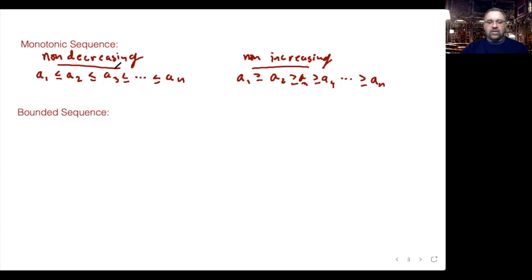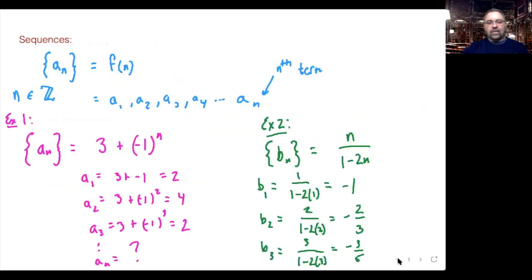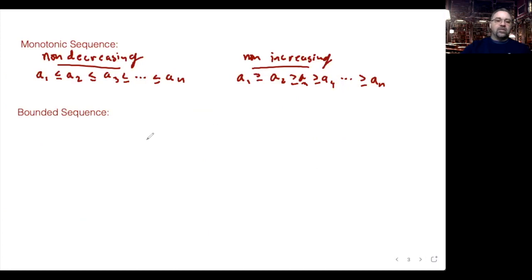My very first sequence, A sub N here, that would not be monotonic, right? It goes up to 4, then down to 2, then up to 4, down to 2. That's not monotonic. What about B, though? Is B monotonic? We were at -1, then -2/3, then -3/5, then -4/7. Is that one monotonic? Yes, it is. It's a non-decreasing one. Those terms are increasing each time, so that would be a monotonic sequence, where the terms continue to go in one direction each time. That's what we mean by monotonic.